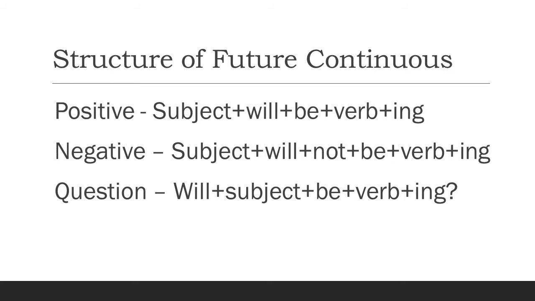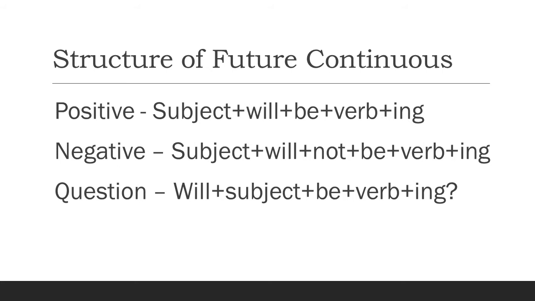Okay, so for positive sentences, the structure is very simple to remember, people, because the future continuous is the same for all the subjects, whether it is first person, second person, or third person, whether it is singular or plural, it doesn't change. Okay, the helping verb will remain the same. For example, in a positive sentence, the sentence starts with a subject followed by will be, and then you add the verb in its ing form. So subject plus will plus be plus verb plus the ing form. Okay, so this is the standard structure for a future continuous positive tense.